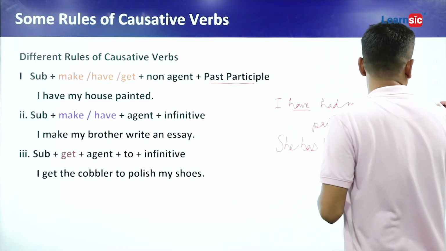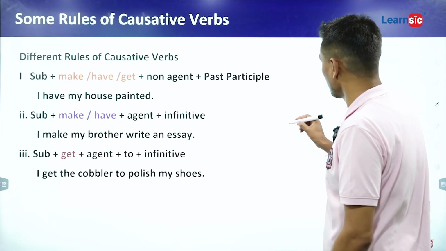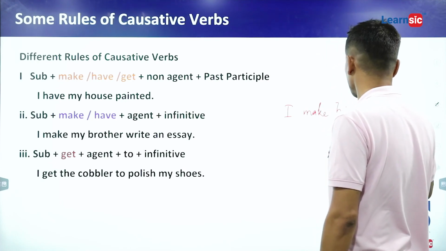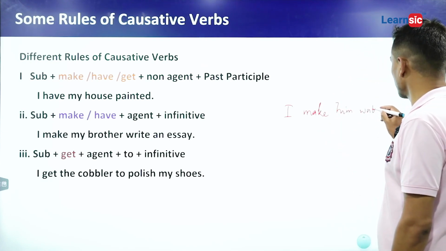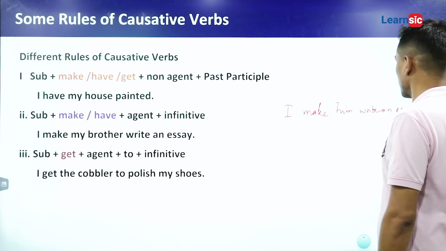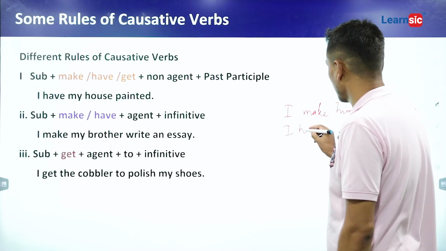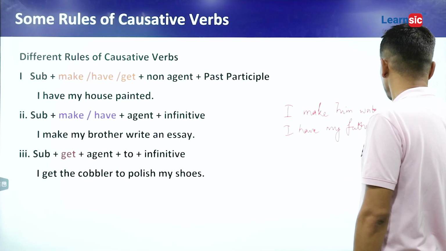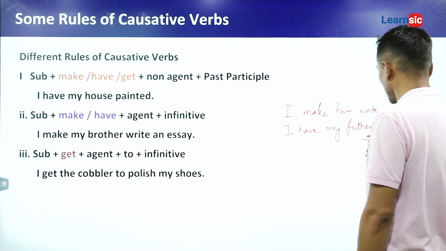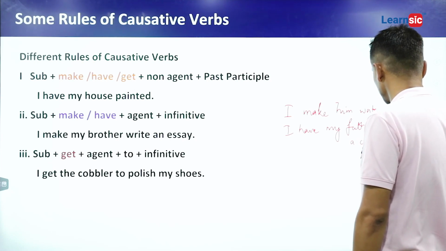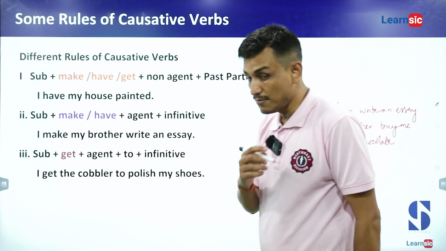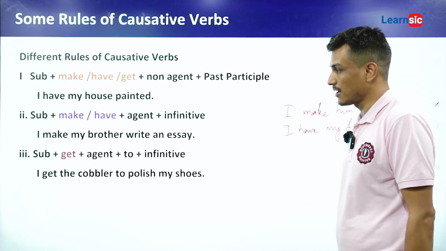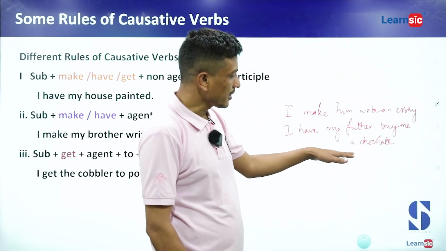Let's talk about it with examples here. I make him write an essay. I have my father buy me a chocolate. So this is how we write the second structure: subject plus make, have plus agent. I make him write an essay. I have my father buy me a chocolate.